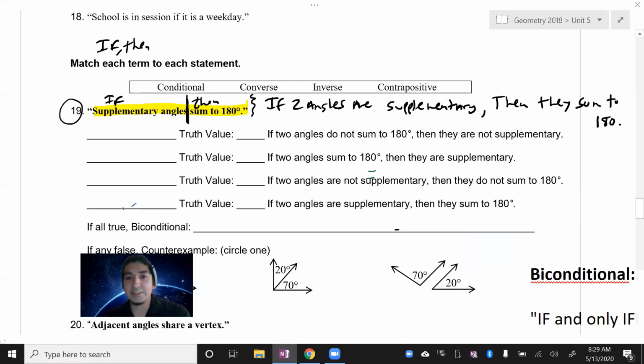So if two angles are supplementary, that's not it. If two angles are 180, that's not it. And if two angles are not supplementary, that's not it. So that means my last part here would be my conditional.